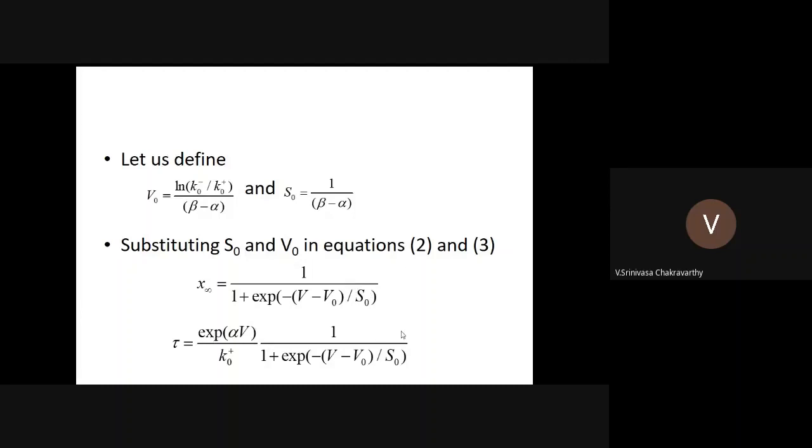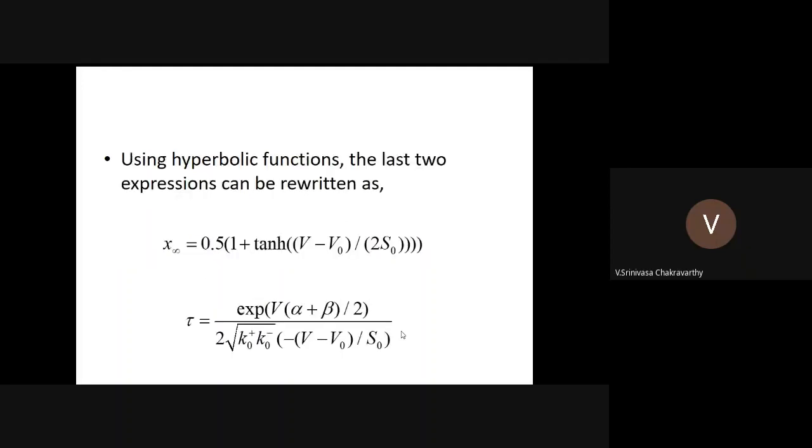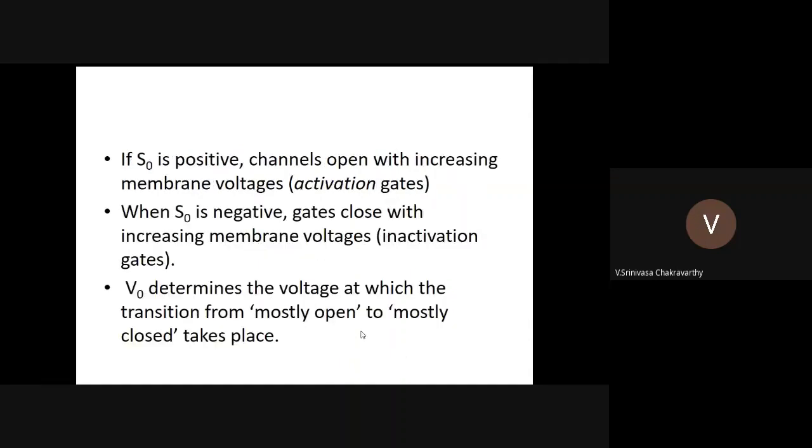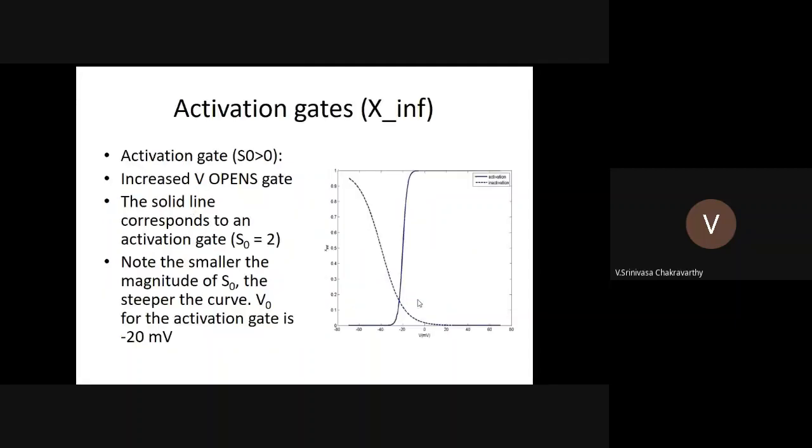Tau has this expression. Tau basically looks like a bell curve. It goes to a maximum at some finite value of V and goes to a low value in both directions. If you express the same functions using the hyperbolic tanh function instead of the exponential, it will look like this, because one half of 1 plus tanh is also a logistic function. Similarly, tau can be written by regrouping the terms a little bit, like this. So now let us see how these functions look, and also what they mean. Let us see how they vary as a function of S naught, based on the sign of S naught.